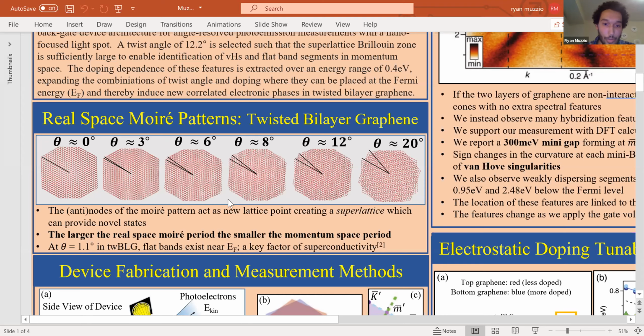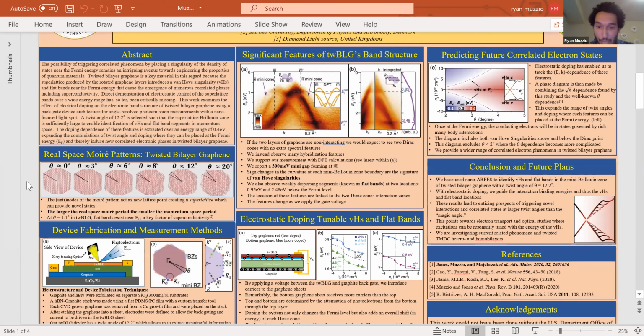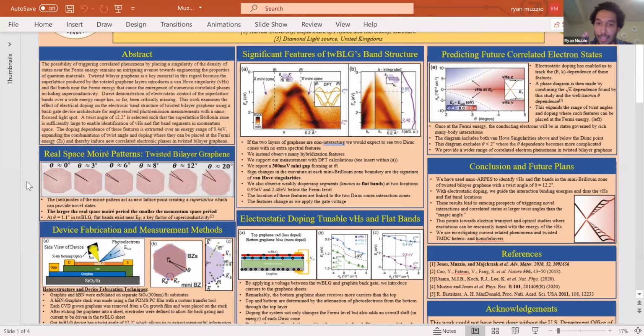And so the reason why we find these interesting is that in 2018, this group had taken 2 layers of graphene together at an angle of 1.1 degrees. And they found that these layers of graphene went into a superconducting state. And that is because there exists a weakly dispersing band, also known as a flat band, at the Fermi level.